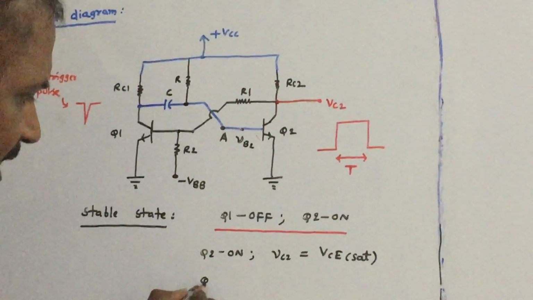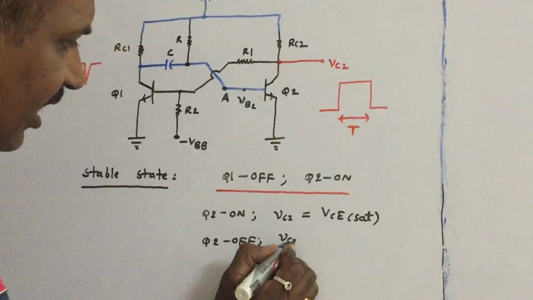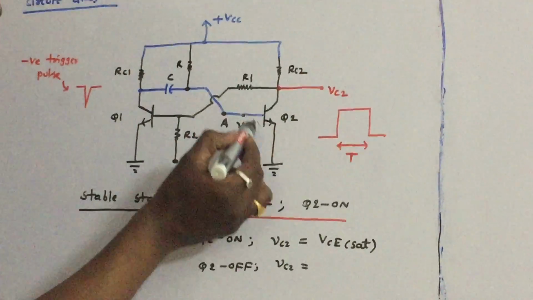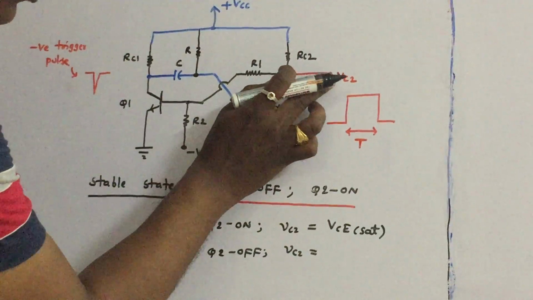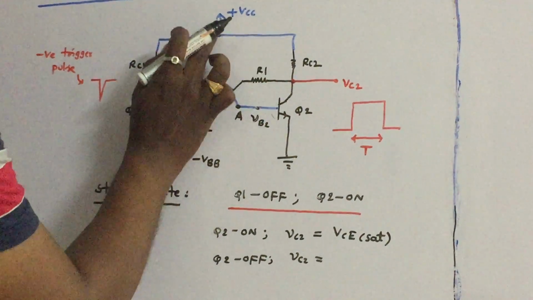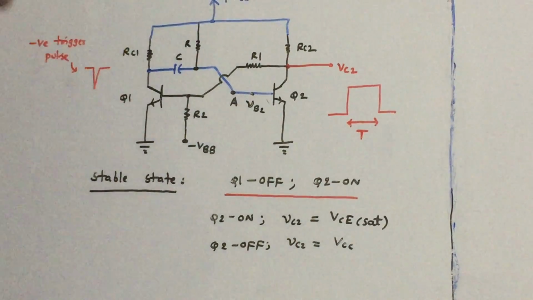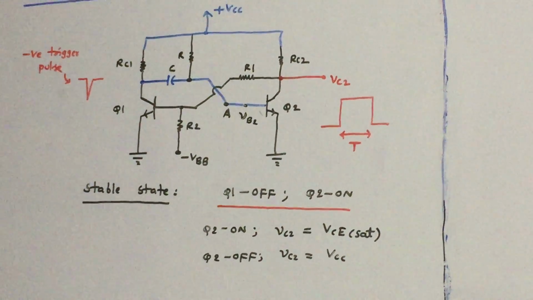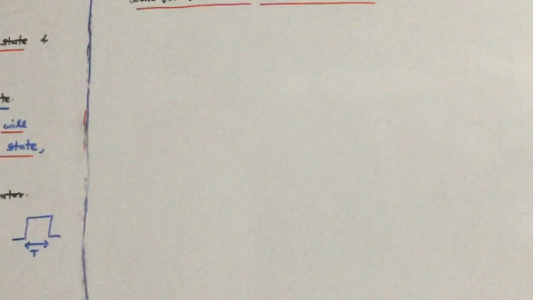So when Q2 is in off condition, what is Vc2? Since it is off, it acts as open circuit, so Vc2 is directly connected to the power supply, so therefore Vc2 is equal to Vcc. So these points we have to discuss. Now let us discuss the waveforms at the base and collector of Q2.